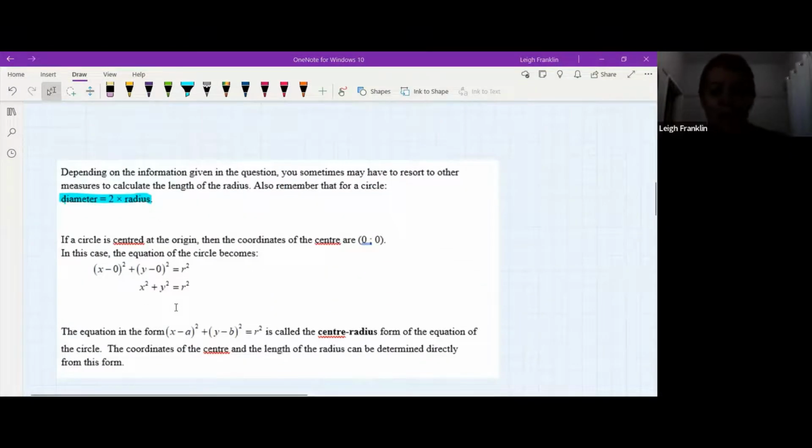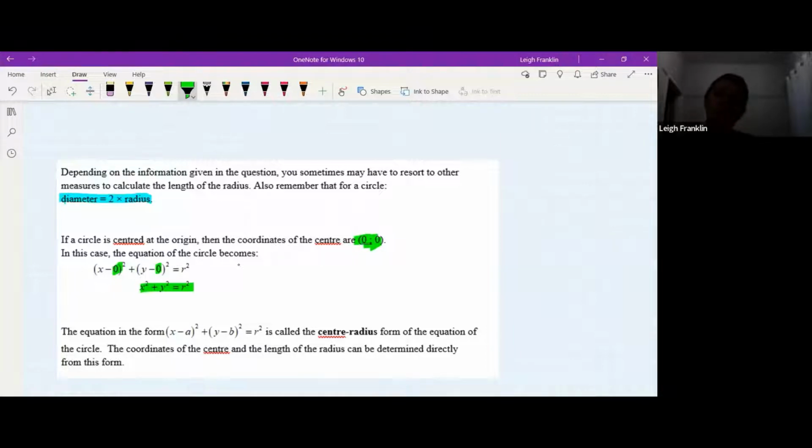Okay. All right, so just remember that sometimes you have to resort to other measures for calculating the length of the radius. Sometimes they might give you the diameter, which you would then have to halve in order to get the radius. So this ties back to what I was saying at the beginning of the lesson. For a circle that is centered at the origin, because the coordinates at the center are 0, 0, when we sub in 0 and 0, that's why we end up with x squared plus y squared equals r squared as the equation of the circle with its center at the origin.